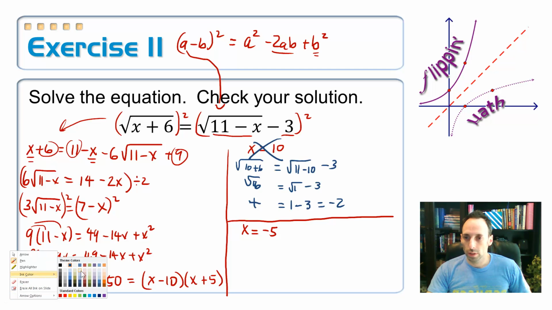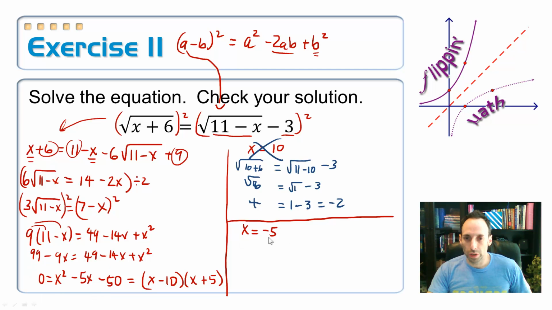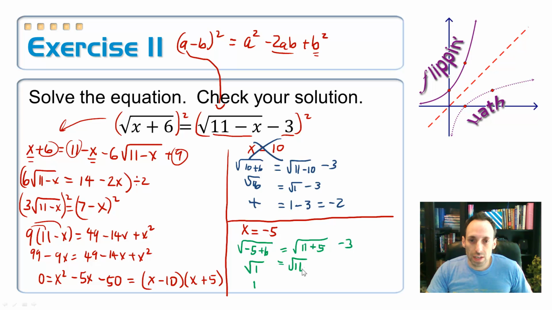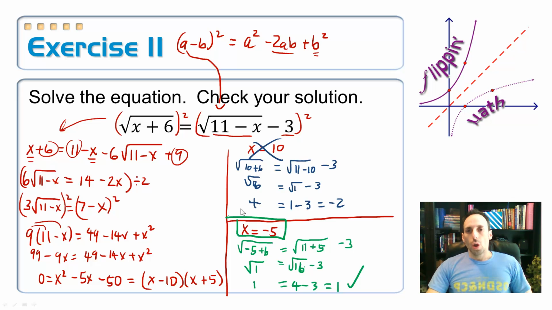Let's try negative 5. The square root of negative 5 plus 6 is the square root of 1, which is 1. Try the other one. The square root of 11 minus a negative 5 is going to make it plus 5, minus 3. The square root of 16 minus 3 is 4 minus 3, which is 1. Awesome. So that one does work.